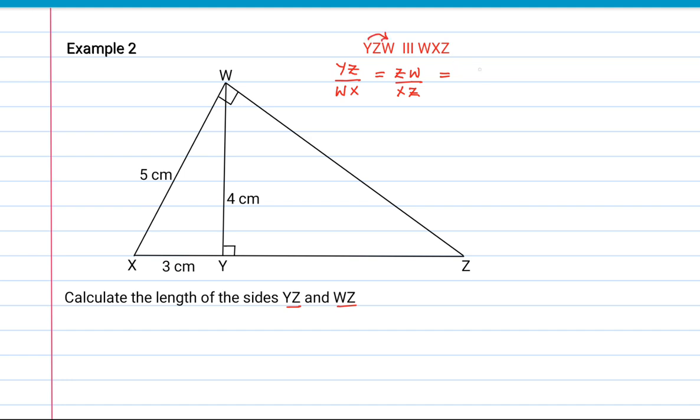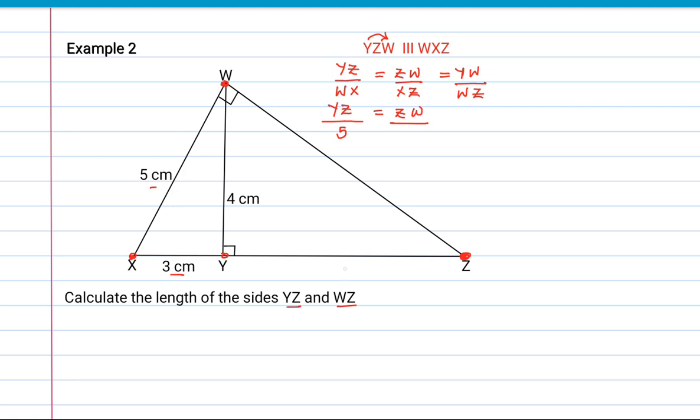the last ones, which are those ones. Then that would be YW all over WZ. After this, we're just replacing like what we did in the previous example. So my YZ remains YZ all over my WX, which is 5, be equal to my ZW remains ZW all over XZ, then you have X here to Z.